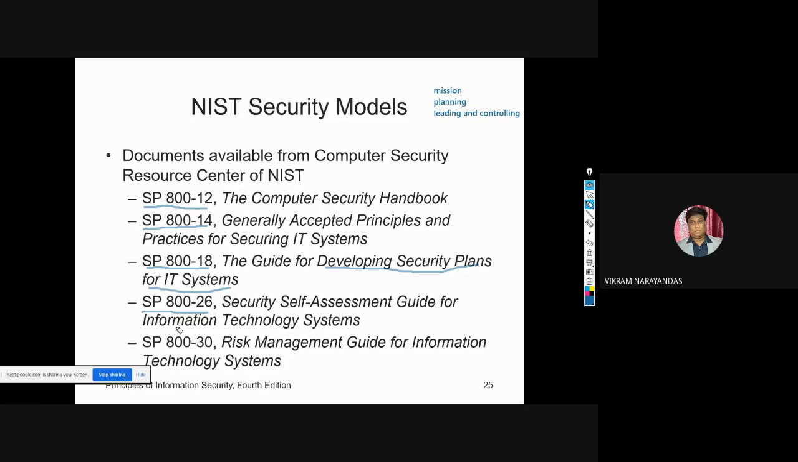Security Self-Assessment Guide for Information Technology Systems. Next publication is NIST Special Publication 800-30, mainly the Risk Management Guide for Information Technology Systems, which provides the foundation for development of an effective risk management program. The goal is to help organizations better manage information technology related mission risk.